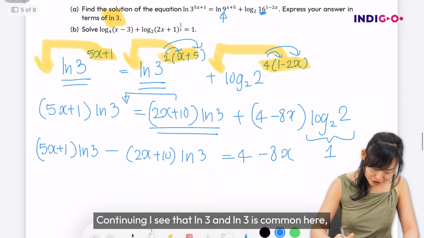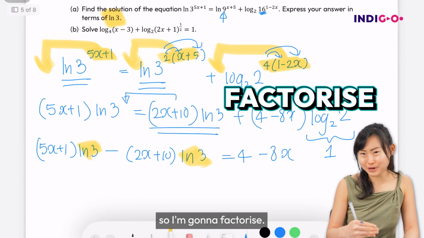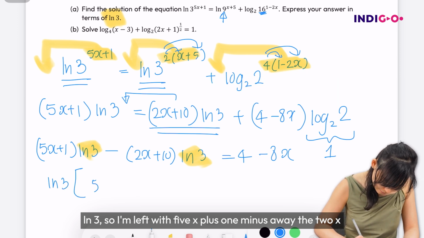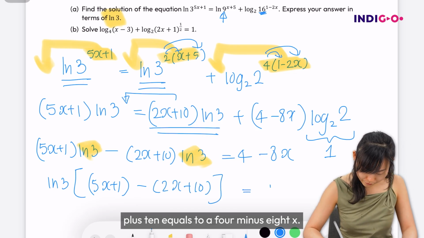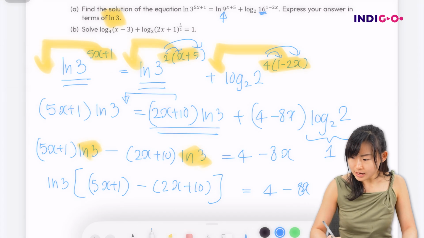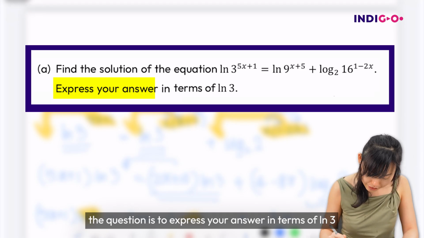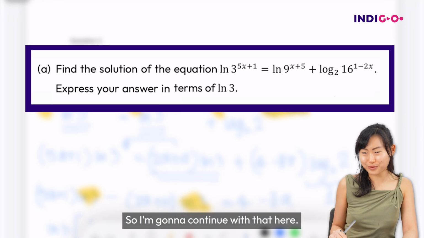Continuing, I see that ln 3 and ln 3 are common here, so I'm going to factorize ln 3, so I'm left with 5x plus 1 minus away the 2x plus 10 equals 4 minus 8x. Now, you see your goal of the question is to express your answer in terms of ln 3, which means we need to make x the subject of the formula. So I'm going to continue with that here.